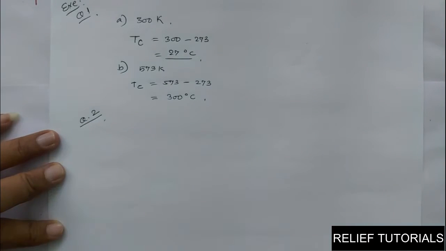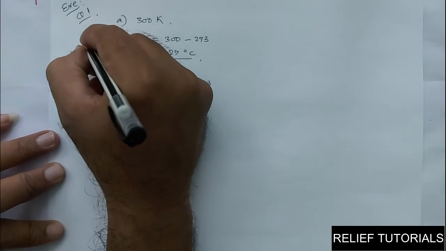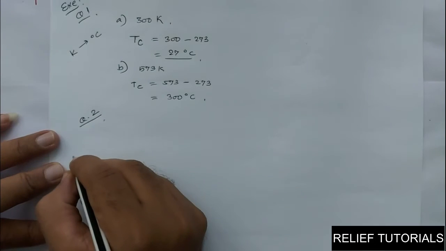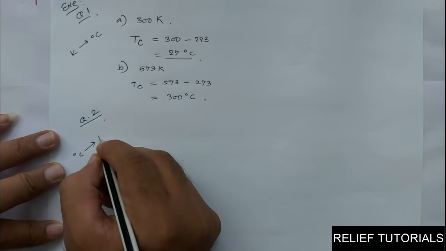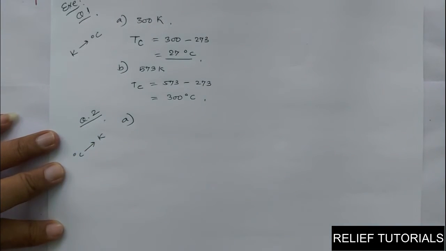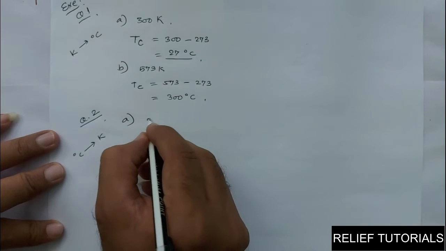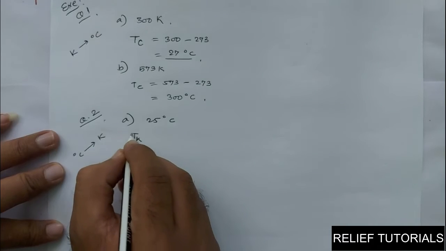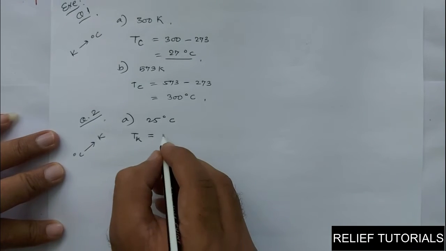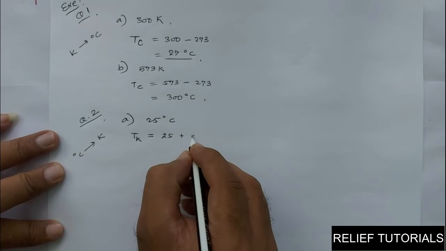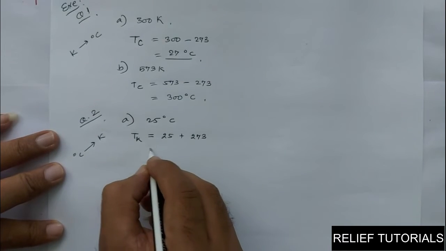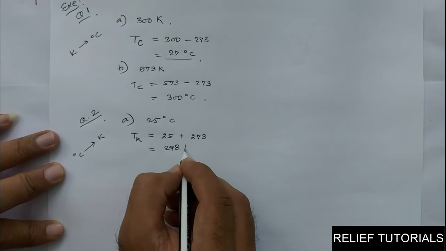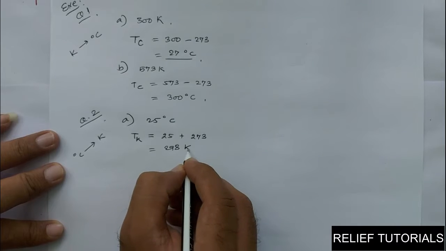Question number 2. Convert the following temperatures into Kelvin scale. Means in question number 1 we have converted Kelvin to Celsius, and now we want to convert from Celsius scale to Kelvin scale. In that first one is given as 25 degrees Celsius, and you can convert this into Kelvin scale by adding 273 in that. So 25 plus 273 is 298 Kelvin.